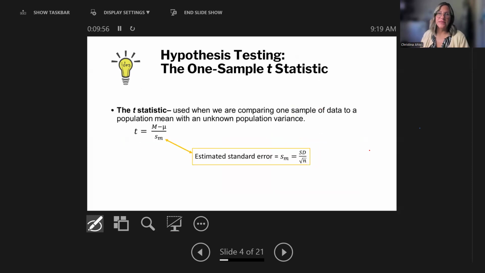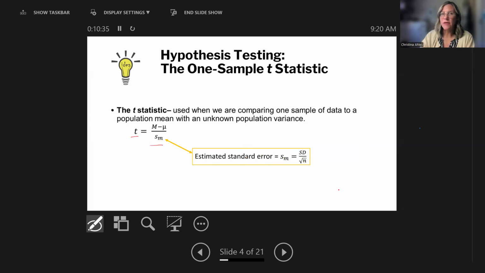The calculation for the t statistic looks exactly like it did with the z-test, except now we're looking for a t obtained. We have the sample mean minus the population mean, because we have a known population mean, but now we're using the estimated standard error, the s sub M, which is the standard deviation of the sample divided by the square root of n, to calculate our t statistic. That is the test statistic, the t obtained instead of the z obtained. It is the major difference with this.